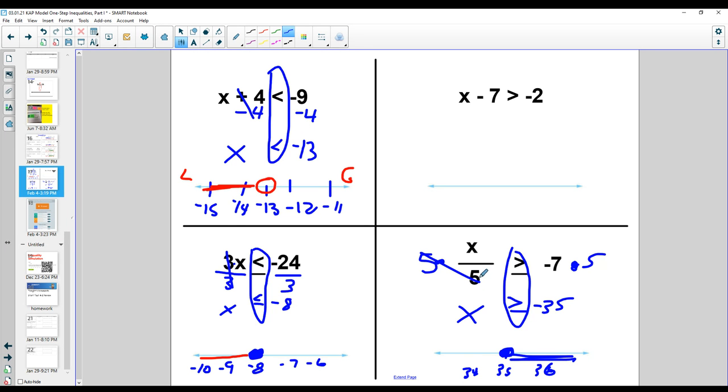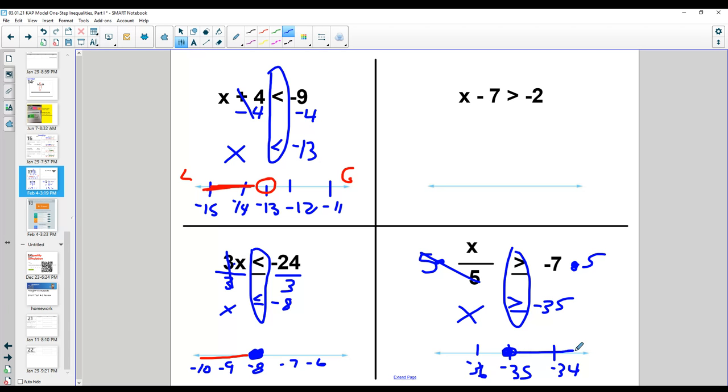That's why it's good to do something called a test point to check your answer. -7 times 5 is -35. So you have -35, -34, and -36. It is going to be a closed dot, greater than or equal to. So it needs to be on this side. So you're going to the greater side. Remember, a number line goes from least to greater.